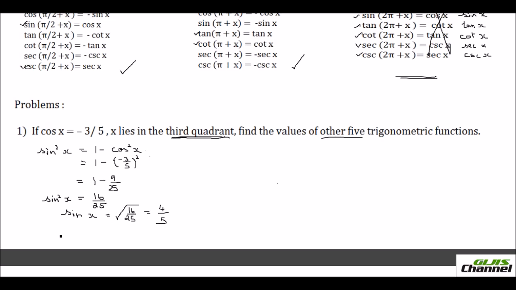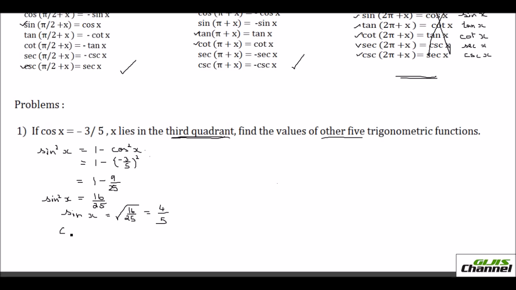You can say the reciprocal of sine is cosecant, right? So your cosec would be 5 over 4. Now, since it is in the third quadrant, only your tan and cot are positive, right?